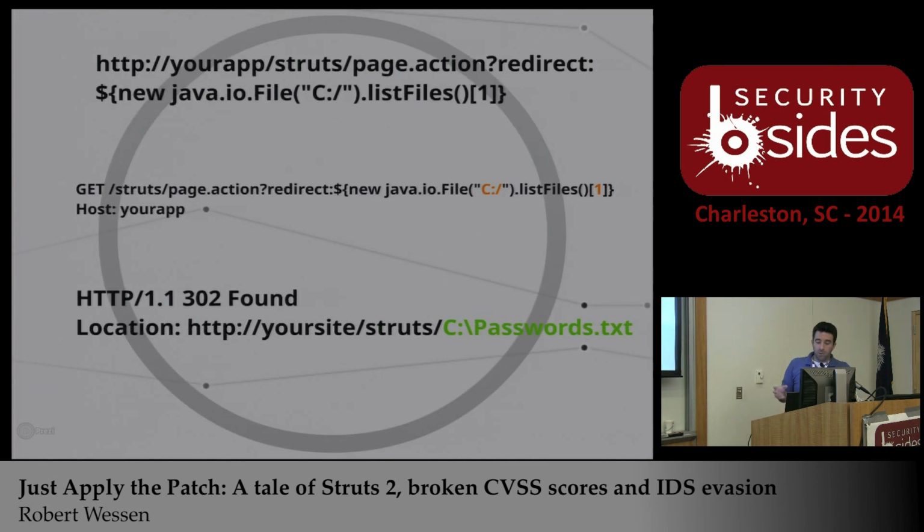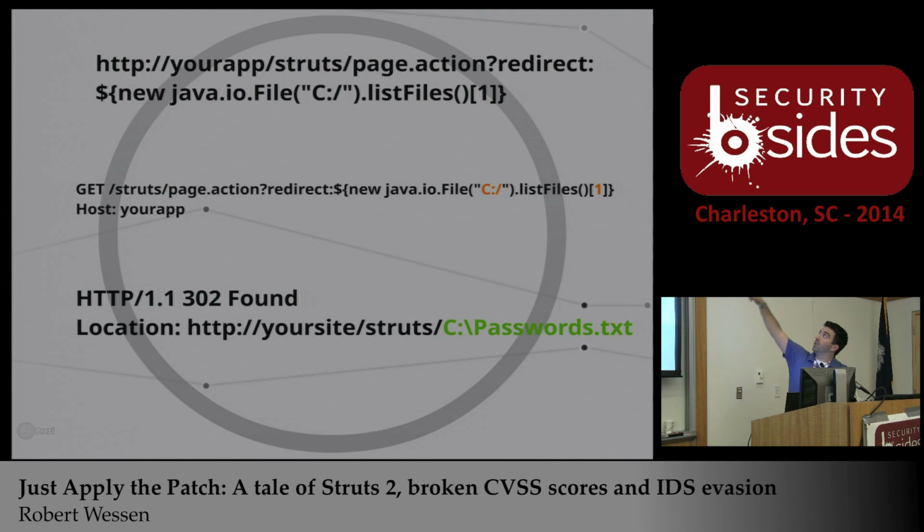So the next couple of examples that I'm going to go through, and oh well, coming up on time, are all going to be this same string right here. I chose this vulnerability on purpose because it's a little more flexible than some of the other ones that are out there. It allows you to create a new Java object IO file, look at the C drive, this is a Windows machine, and then list files, and that little bracket with the 1 is basically saying, give me the second element that's returned in the directory listing that I get.